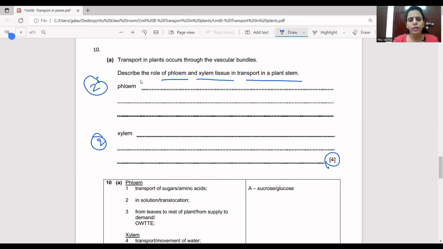Now the first point you can write is phloem helps in transport of sucrose or amino acids. Okay, so 1 mark you can get for writing either sucrose or amino acids. Instead of sucrose you can also mention sugar, because sucrose is a kind of sugar. Plus phloem helps in transport of these food substances from one part of the plant to different parts of the plant. Okay, that depends on the demand actually.